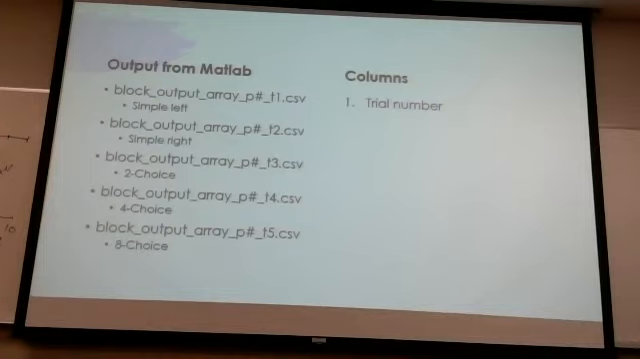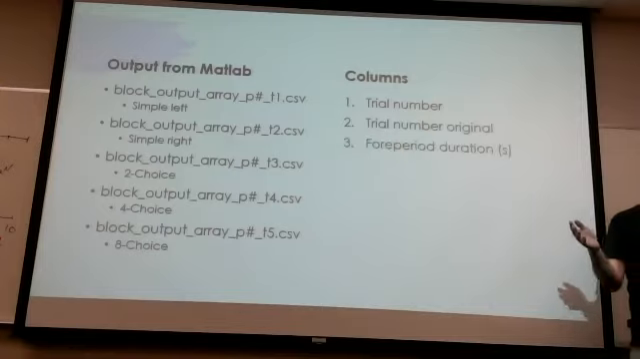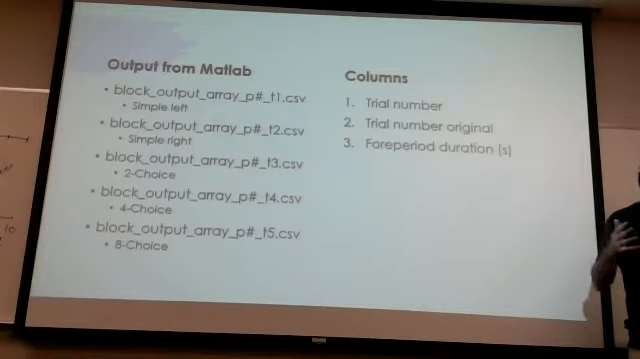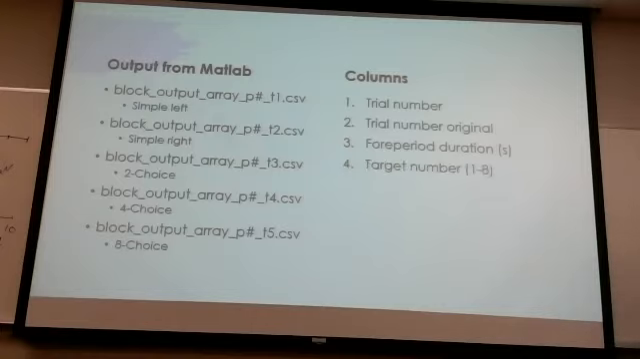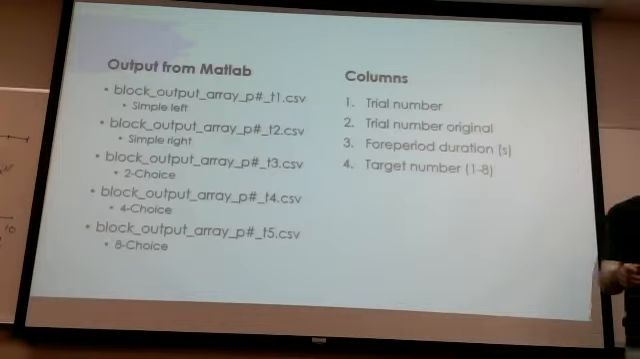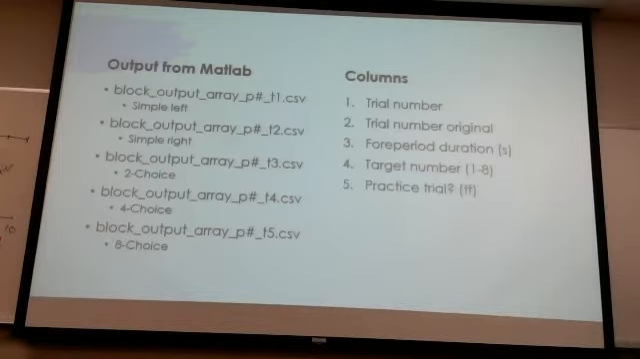So what will you expect within the files? Well, there's going to be columns of data. Each row is a trial. And the columns, the first is the trial number. So that'll go 1, 2, 3, 4, and down. The second is the original trial number. We'll talk more about that in a moment. Then it'll have the foreperiod duration. So remember, it's random, could be 1 to 2 seconds. Then the target number, so 1 to 8, and that goes from left to right.